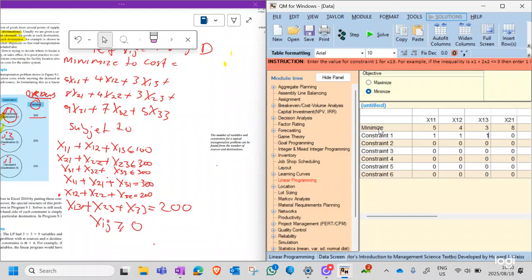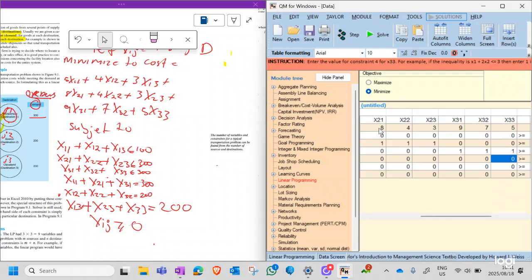Then you can just do all of them. For constraint 2, under x2 you have 2 1 1 1 1. Then you go down under x3, you have 3 1 1 1 1.